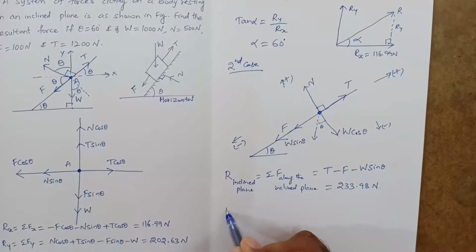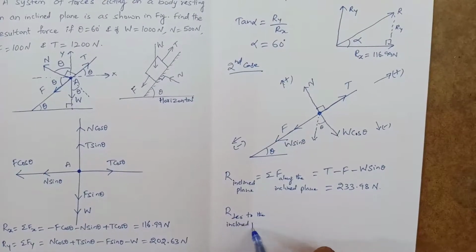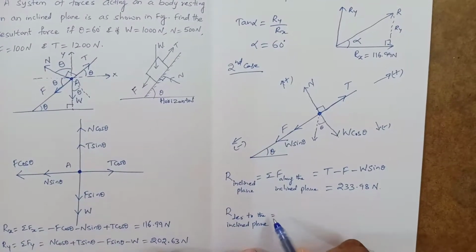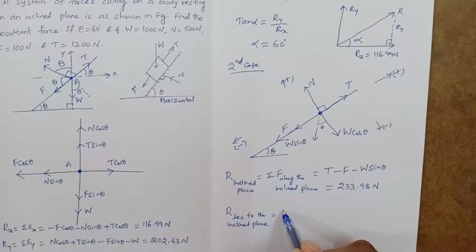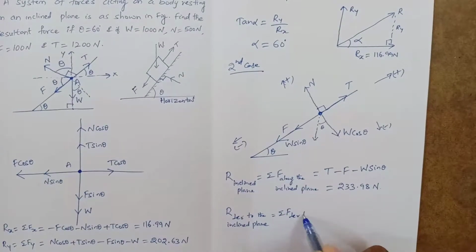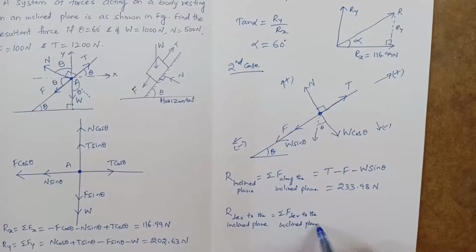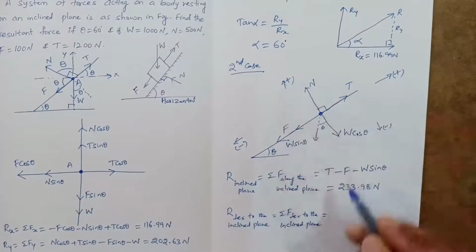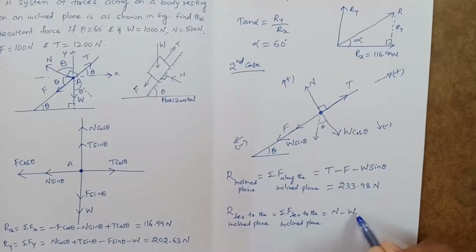Similarly, next is R perpendicular to the inclined plane, like Rx, Ry. Similarly here, R along the inclined plane, and R component normal to the inclined plane. So now sigma F perpendicular to the inclined plane. Here we have only N acting along this direction, so it is upward, taken as positive, so N minus, and W acting downward, so minus W cos theta.